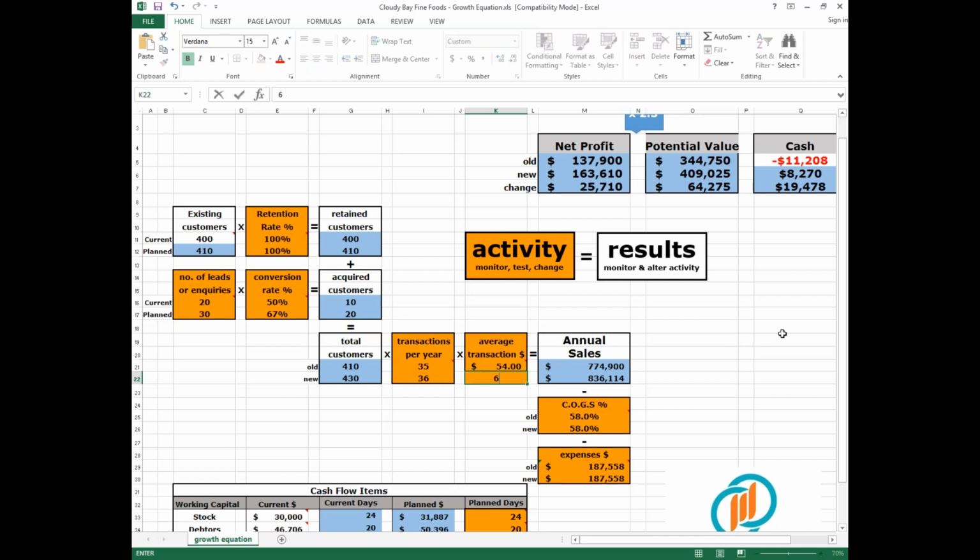So what I'll do is if I increase that average transaction size to $60, we're now seeing 836. We're seeing a profit increase to 163, which is 25,000. Let's have a look at this one change and how big a difference it actually makes. So sales are now 929,000. Profits now over $200,000. A change of 65,000.